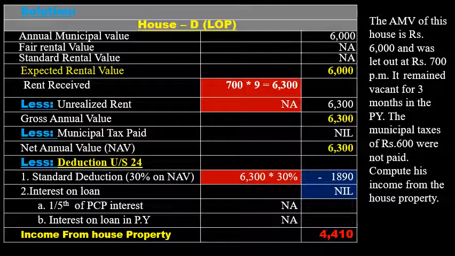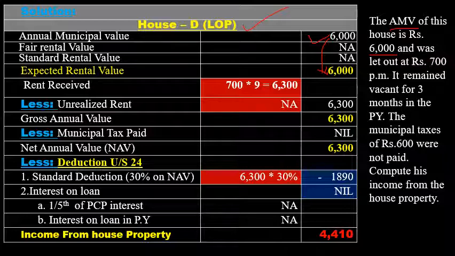Next is house D. It is also a let out property, same as house B and house C, the fourth house. The municipal value is given, annual municipal value 6,000. No fair rent, no standard rent. So therefore municipal value itself is the expected rental value. 6,000 is the expected rental value.